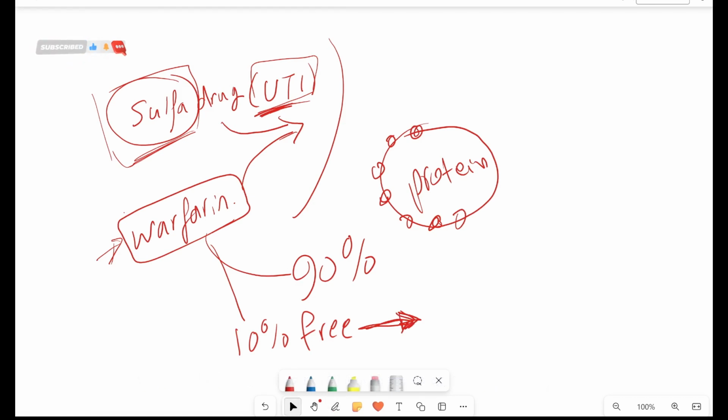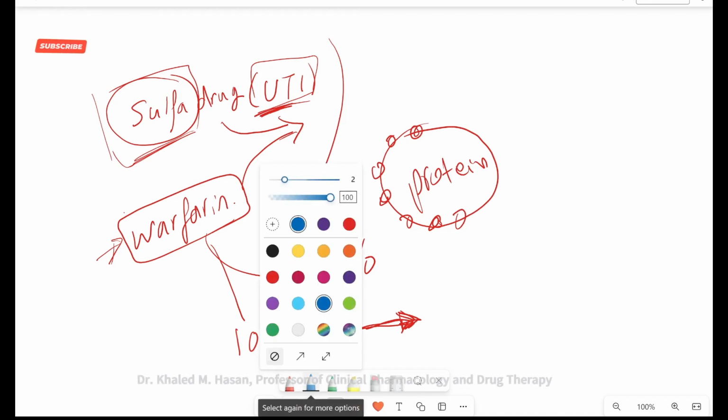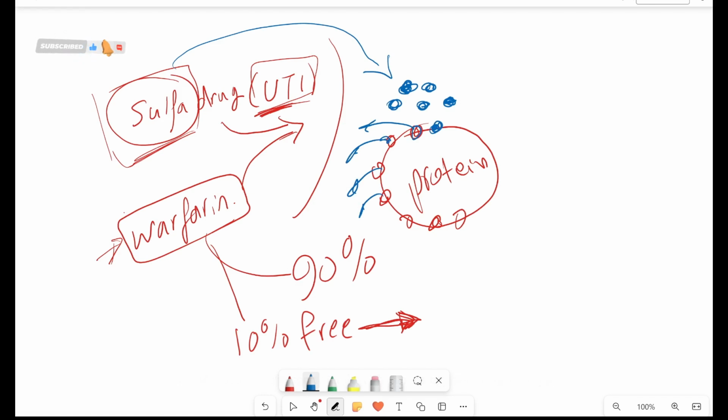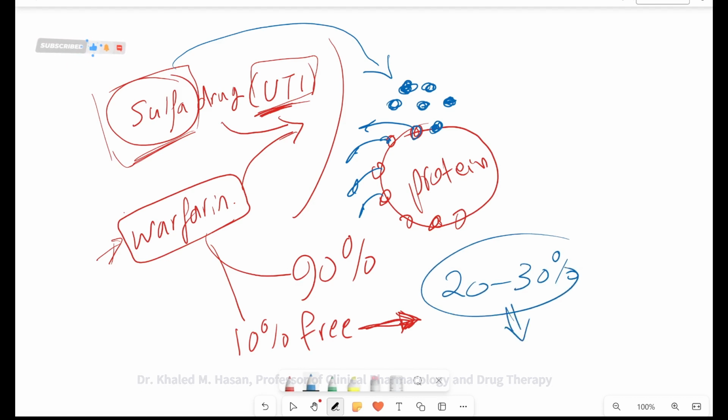So the patient now comes to the clinic suffering from urinary tract infection, and you are about to prescribe sulfonamide. This is a sulfonamide molecule here, and the sulfonamide will bind to the same protein and displace the warfarin from the protein. In this case, the free fraction will switch from 10% to something like 20% or 30% free, and this will lead to the risk of bleeding.